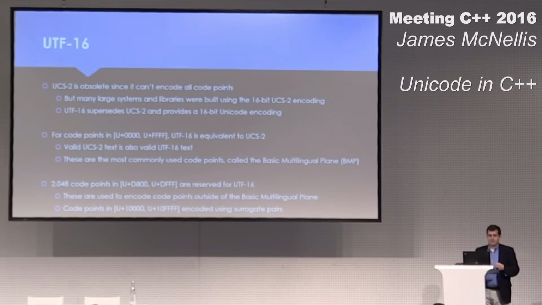And so what we ended up with is this UTF-16 encoding. So for code points between 0 and FFFF, so any code points that are representable in 16 bits, UTF-16 is equivalent to UCS2. So those are exactly the same. This means that valid UCS2 text is also valid UTF-16 text. UTF-16 is a superset of the UCS2 encoding.